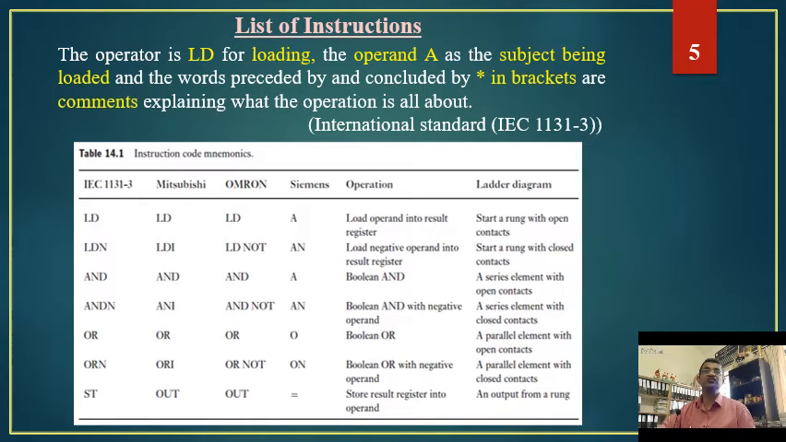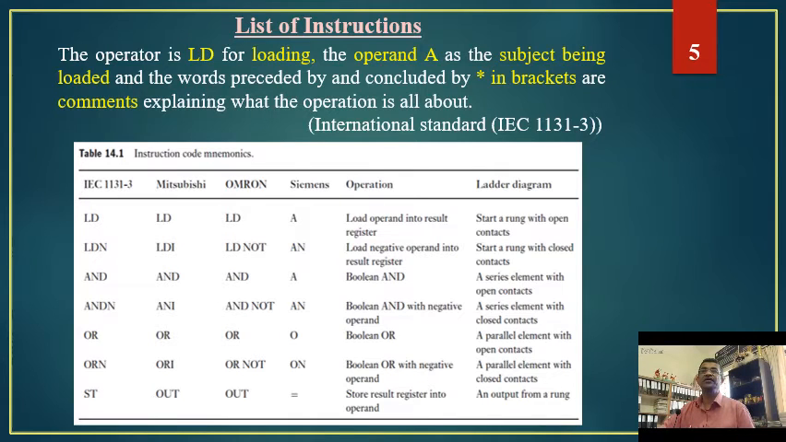What is the operation done if we write LD? The operation is a load operand into the result register. So the result register is loaded with the operand. What is the equivalent of LD on a ladder diagram? Start a rung with open contacts. Open contacts means normally open, NO. Start a rung with the NO, normally open kind of a switch, right?